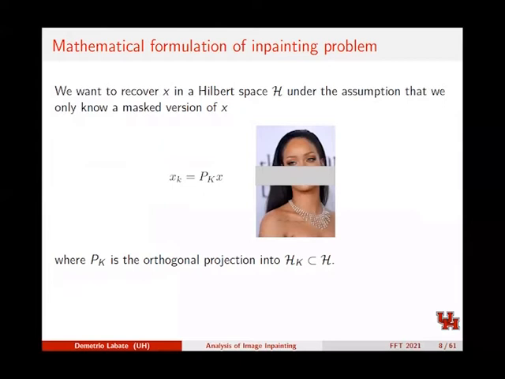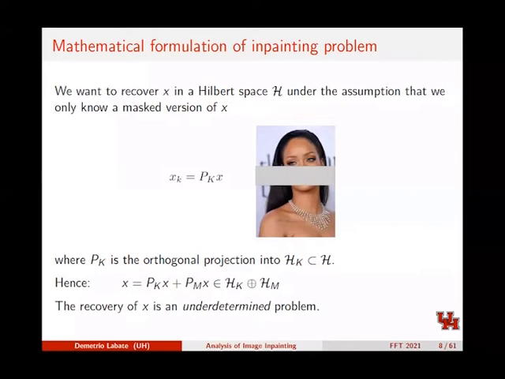So we are considering the problem of recovering a vector or a function in a Hilbert space under the assumption that we only know a masked version of the object, right? So here the unknown object is that picture that you see on the right, but this picture has a missing block. And in fact, I only see x_K, which is the projection of x through an orthogonal projection into a subspace of H.